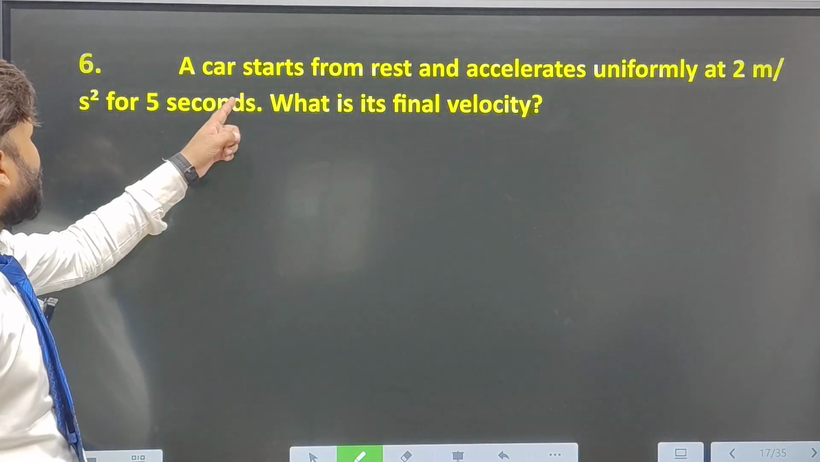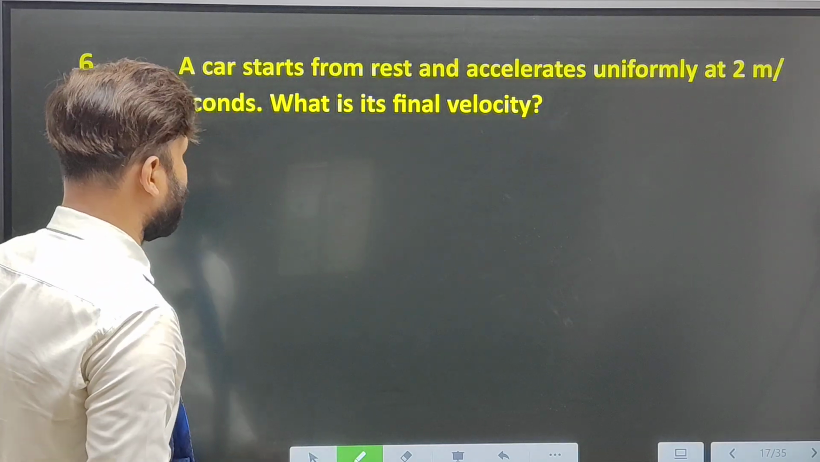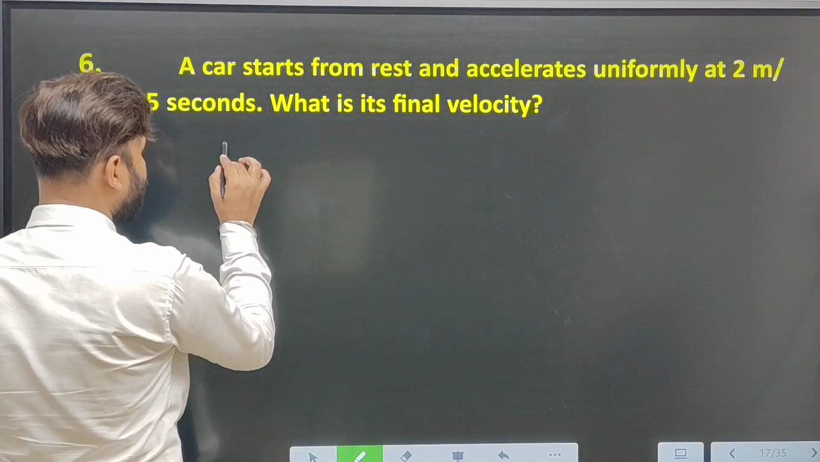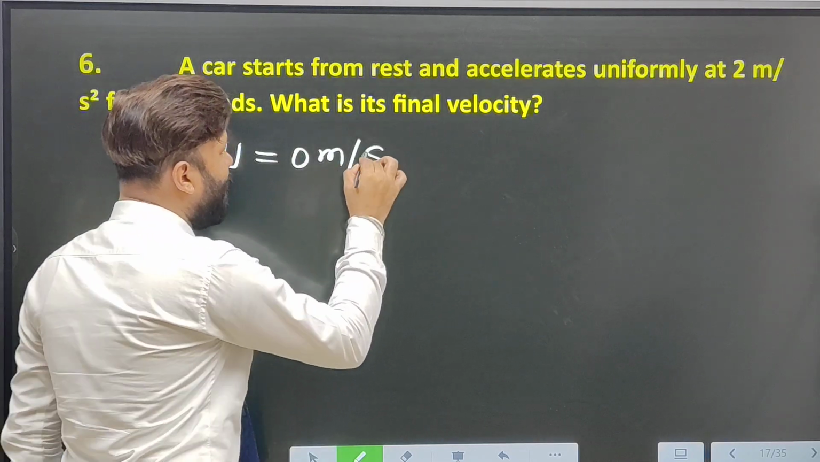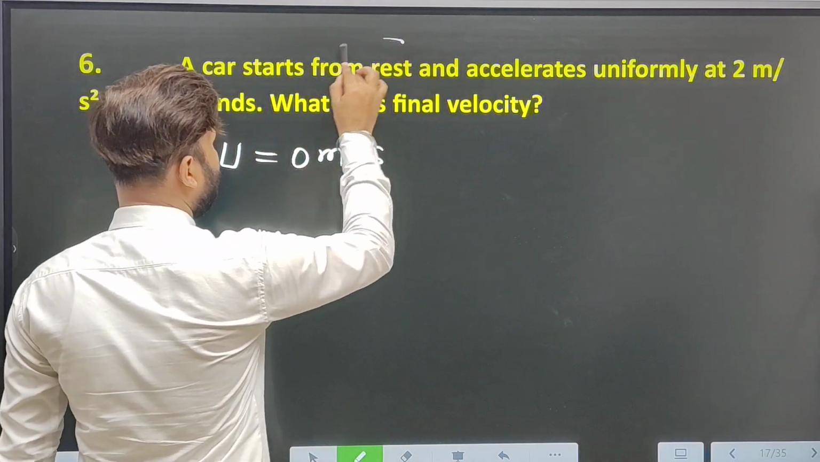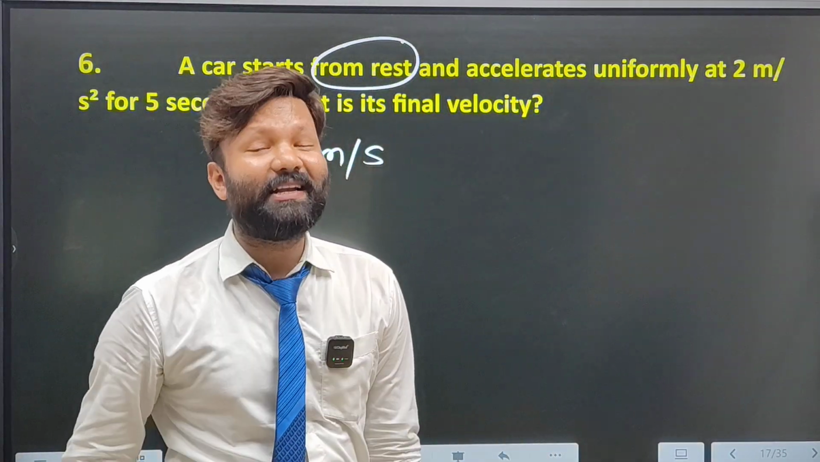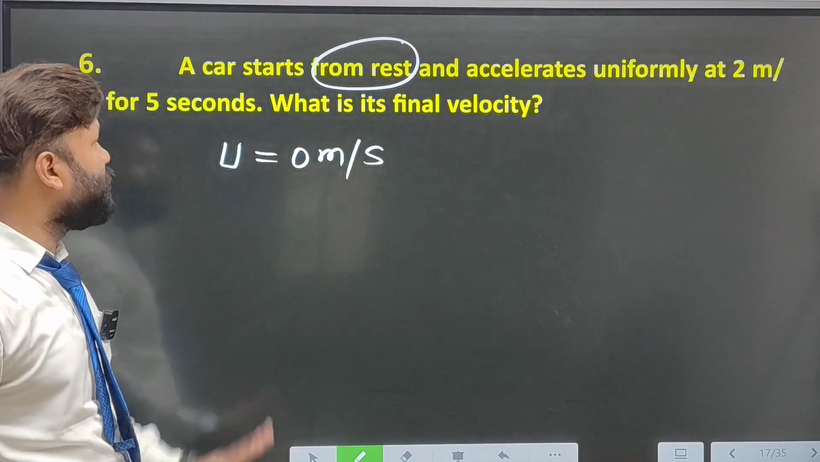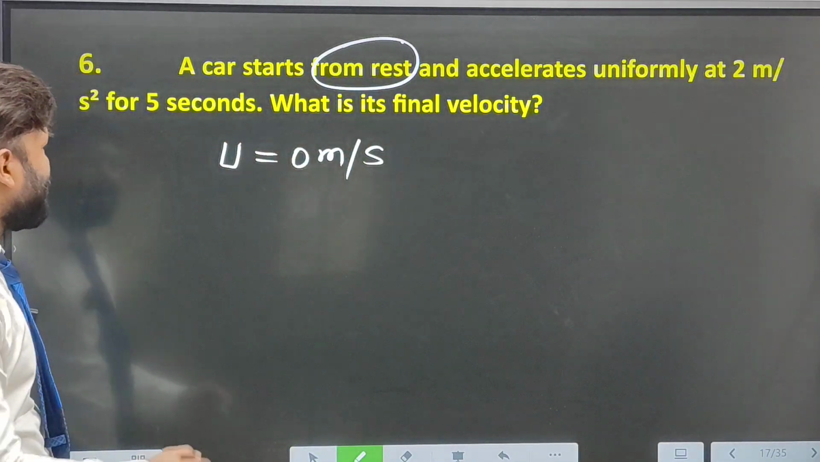Next question is, a car starts from rest and accelerates uniformly with 2 meter per second square. The car is starting from rest, so when the car is starting from rest, it means initial velocity is 0. Why have we taken 0 initial velocity? Because the car has started from rest, and that is the reason we have taken u is equal to 0 meter per second.